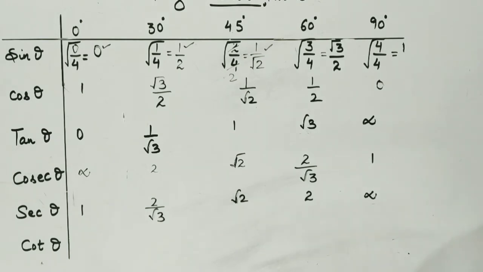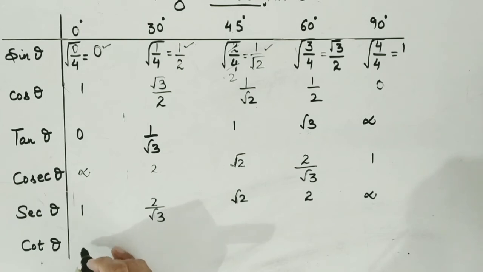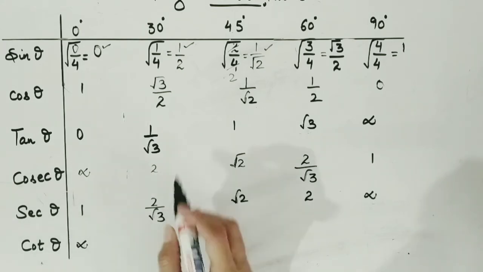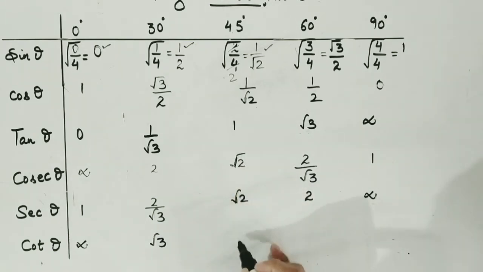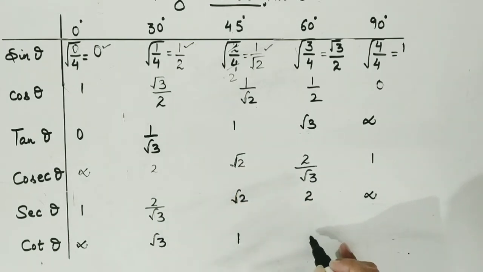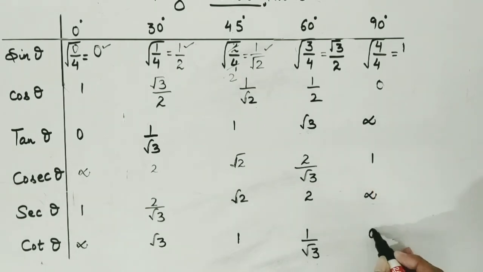And finally comes cot. Reciprocal of 0 not defined. This becomes root 3. This would be 1. This becomes 1 by root 3. And reciprocal of this would be 0.